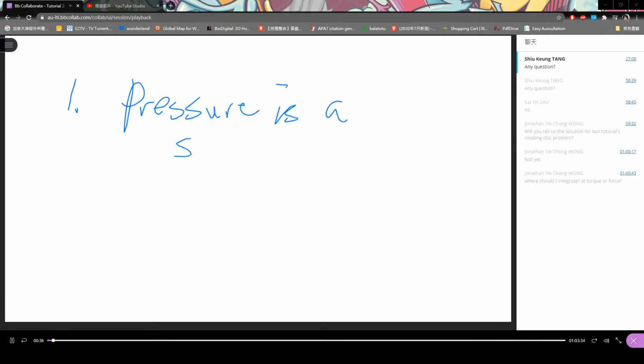So what does this mean? If you consider a point inside a fluid, the pressure acting at that point is independent of the direction. So pressure is a scalar, and we proved this during our meeting. The second really important thing is the hydrostatic equation.